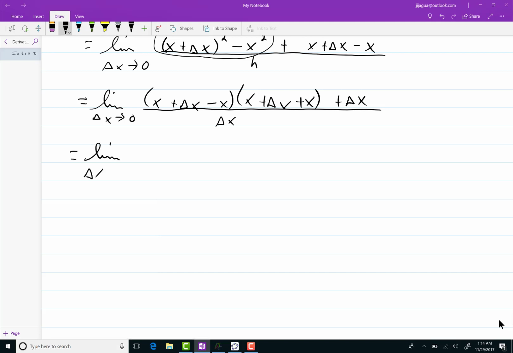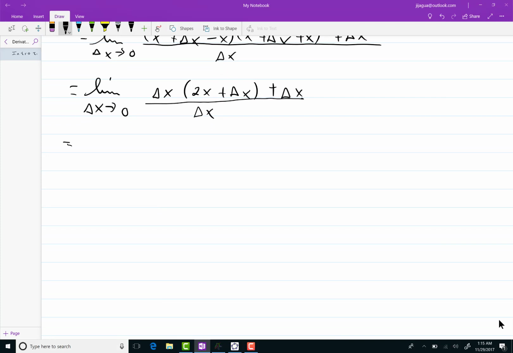So the limit is delta x goes to 0. The x's cancel in the first piece, so I'll just have delta x times 2x plus delta x plus delta x all over delta x. In any of these derivative problems, if you don't have something to cancel out, you're not doing it right. So limit delta x goes to 0. I'm going to factor a delta x from the entire numerator. So what I'll have left is 2x plus delta x plus 1. If I take the delta x from delta x, I'm left with 1.